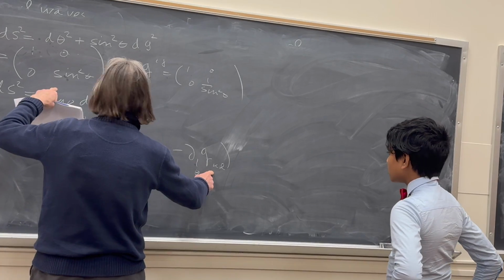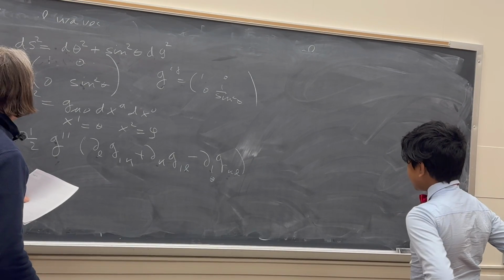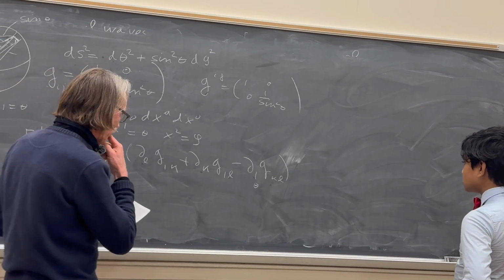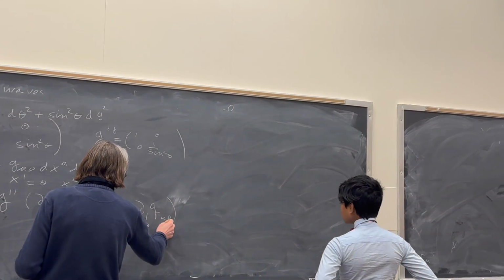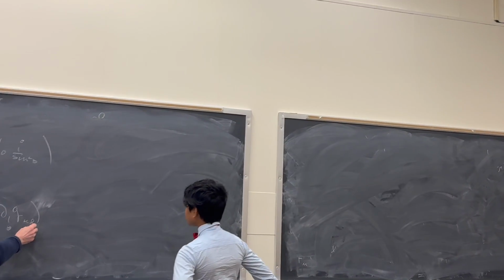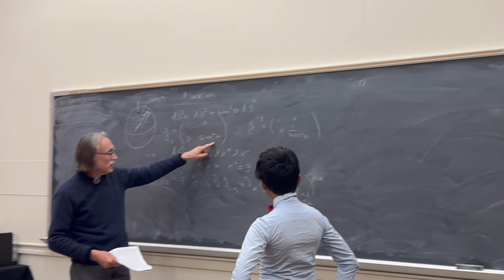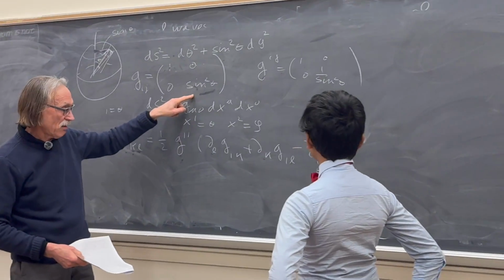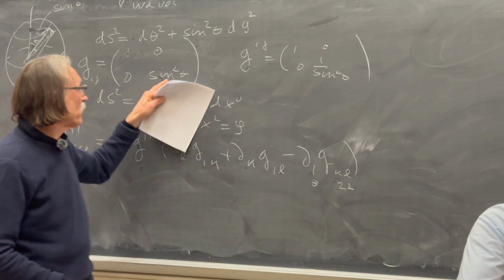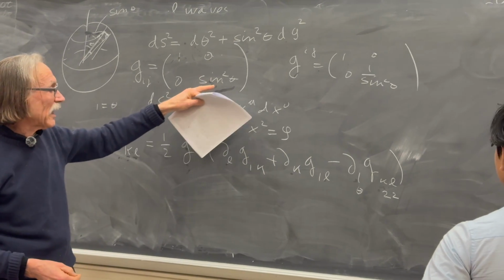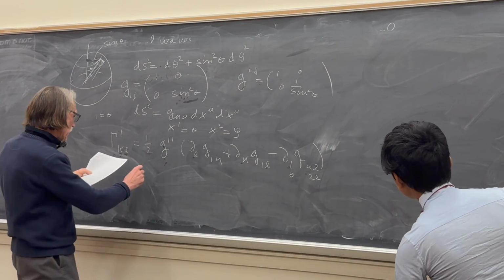And here, this is going to be 0 if k is not 2. And if k is 2, so we get g22. So partial 1 g22 is 0, right? No. If this is both 2, then it is equal to sine squared theta. So we just take partial theta of sine squared theta? That's right. Okay. So we get a derivative of this, and that is 2 sine theta times cosine theta.